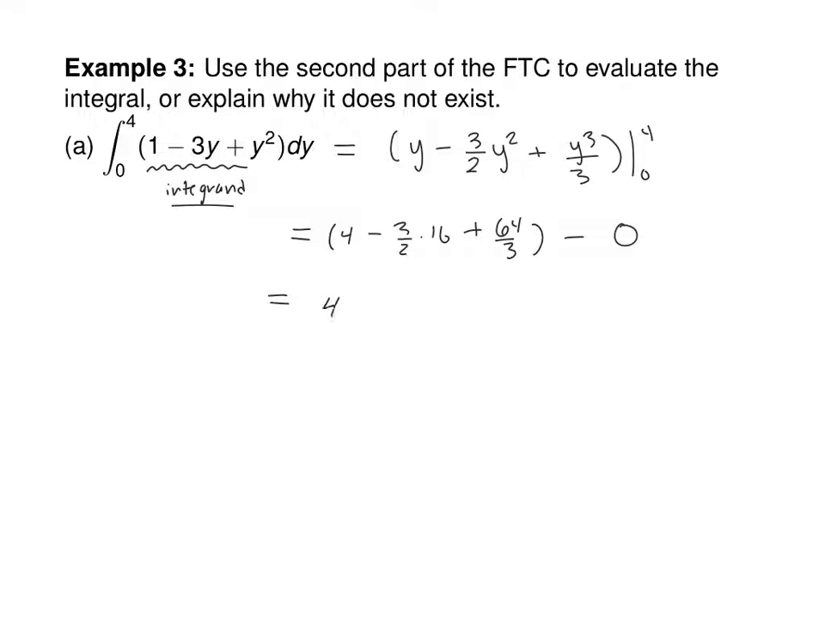Okay, so that's 4 minus, to do 3 halves times 16, probably easiest to half 16, then multiply by 3, right? So what's that? 24. Okay, so that's minus 20 plus 64 thirds, and there's no getting around that common denominator now. Well, it's not that bad. I think it's negative 60 thirds plus 64 thirds. Do you agree? So this will equal 4/3.